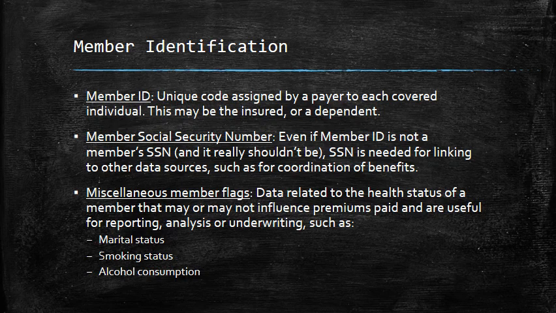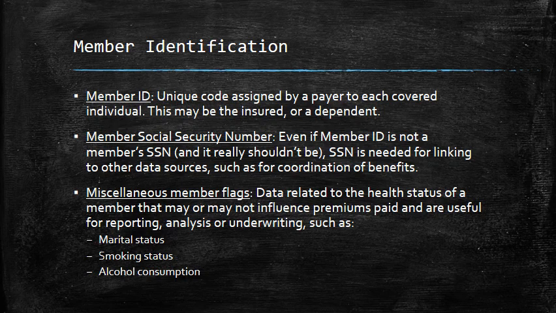If you want to bring in information from other sources, say you have wellness programs that you want to identify this member with, you need to have some way to talk about the same members to those subcontractors. So a member Social Security number will generally be in a membership file. There will also be miscellaneous flags in there about the member. It could be related to their health status. It could be related to their participation in certain wellness programs.